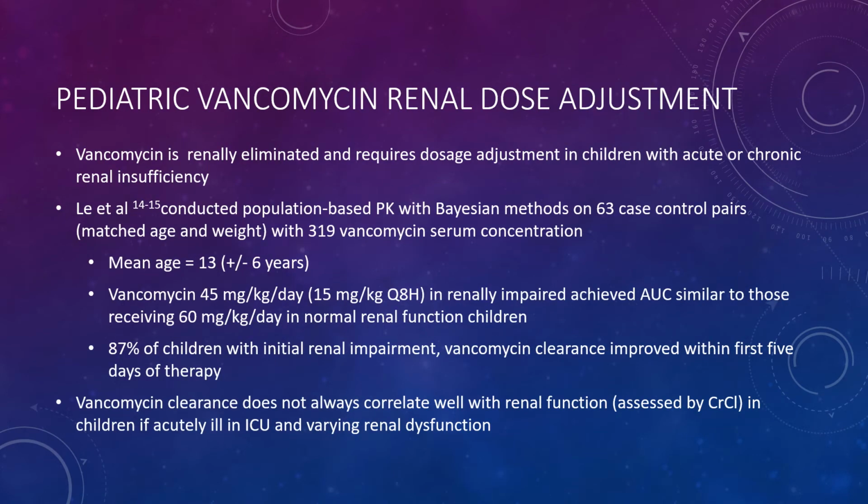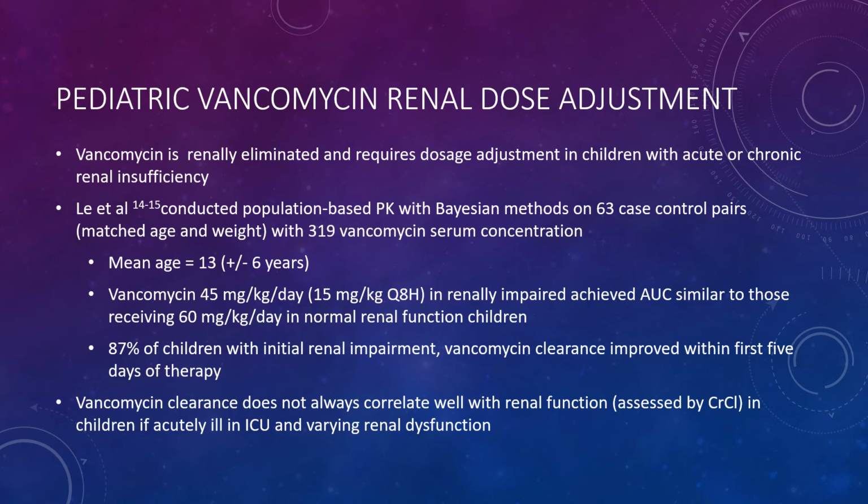Vancomycin is renally eliminated and requires dosage adjustments in children with acute or chronic renal insufficiency. In a Bayesian model, we see that vancomycin at 45 mg per kg per day in patients who had renal impairment achieved an AUC similar to those receiving 60 mg per kg per day in patients with normal renal function. 87% of those children that had the initial renal impairment actually had improvement within the first 5 days of therapy. And therefore, that means you probably need to assess and readjust their medication as well.